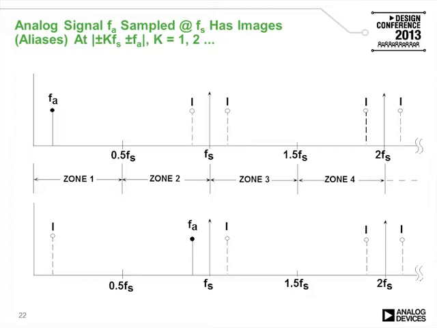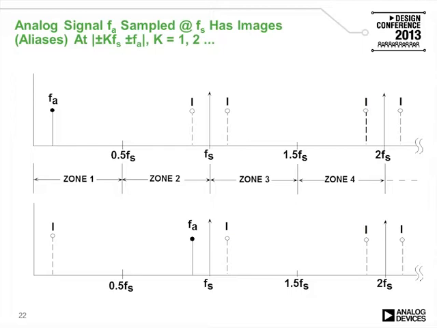So now if we violate the criteria, and we take our analog input so that it's very close to f_s, we now have images that are very close to our baseband. For instance, the first image to the left would then be f_s minus f_a. The next image over is actually 2 f_s minus f_a. The next image over is f_s plus f_a, and then the next one is 3 f_s minus f_a. So you can see that these signals all look the same, and we can't really tell the difference.